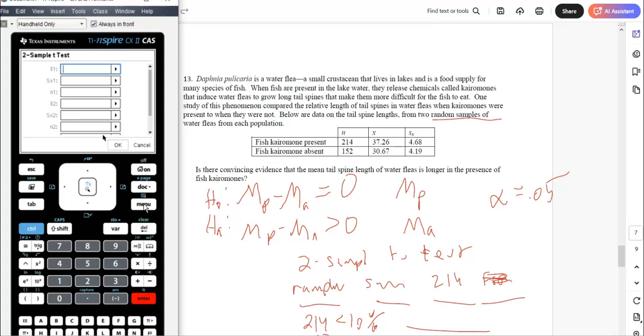X bar 1, I think we're doing that 37.26, 4.68, 214, 30.67, 4.19, 152. And the alternate was greater than here. It always helps to have done that first.